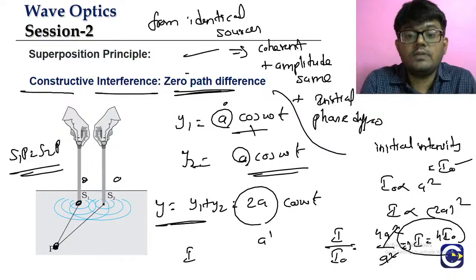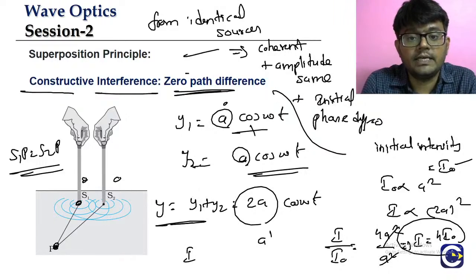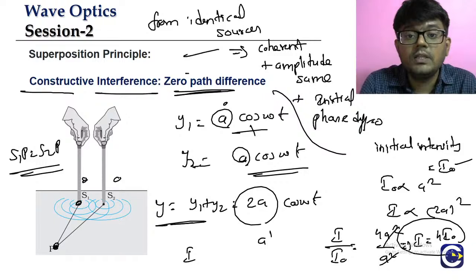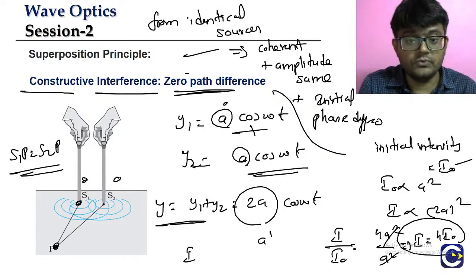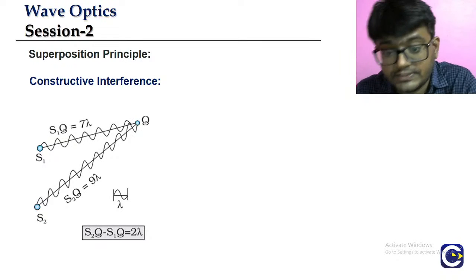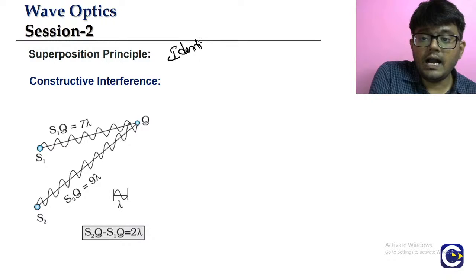So this is one scenario where we can have constructive interference. Again, we will recall all these things when we discuss the phenomena of double slit experiment and diffraction. Here we are trying to cover them from a general wave point of view. Now we can also have constructive interference from these identical sources.